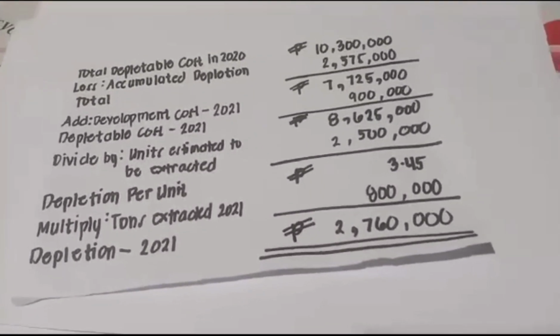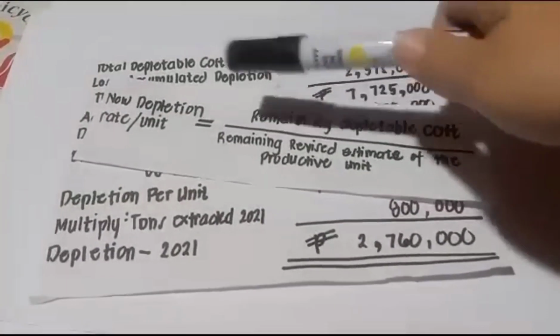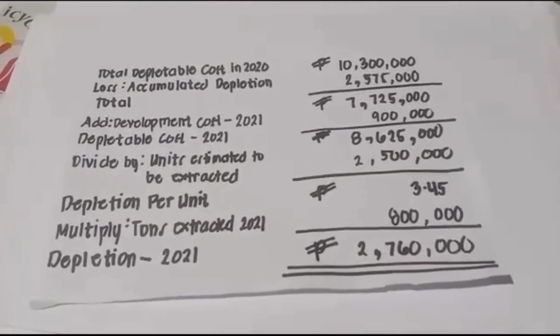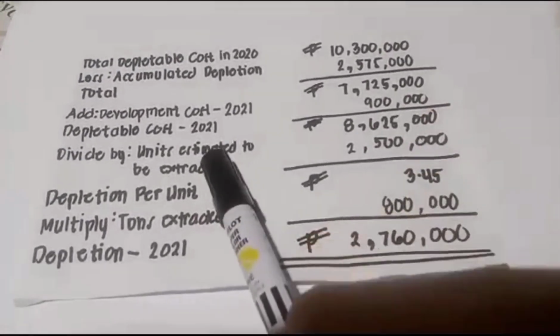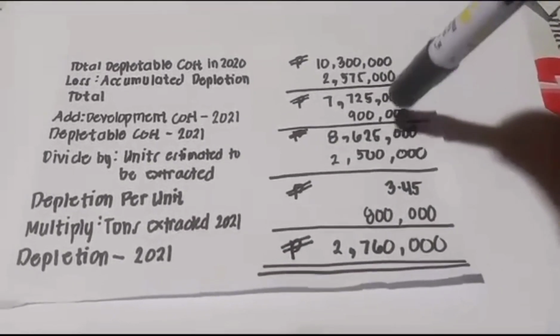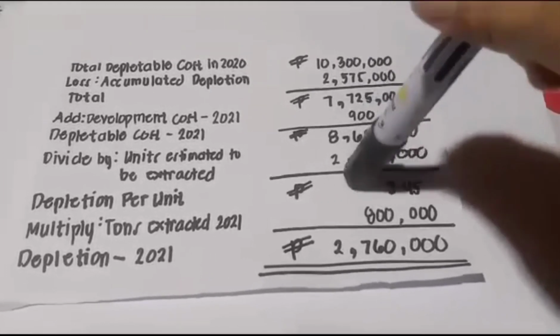Going back to the formula for the new depletion rate per unit, we divide 8,625,000 by 2,500,000.